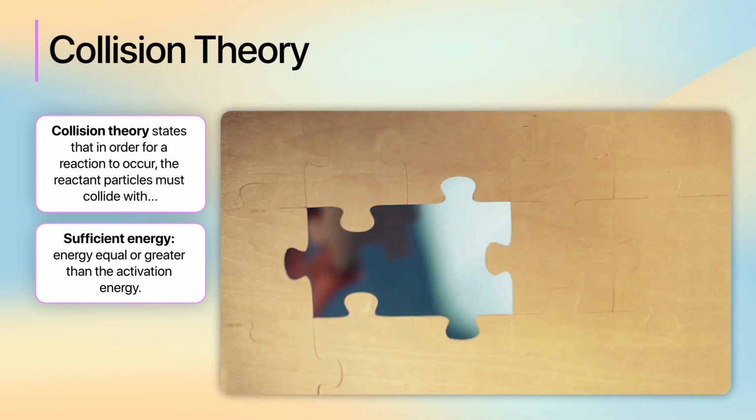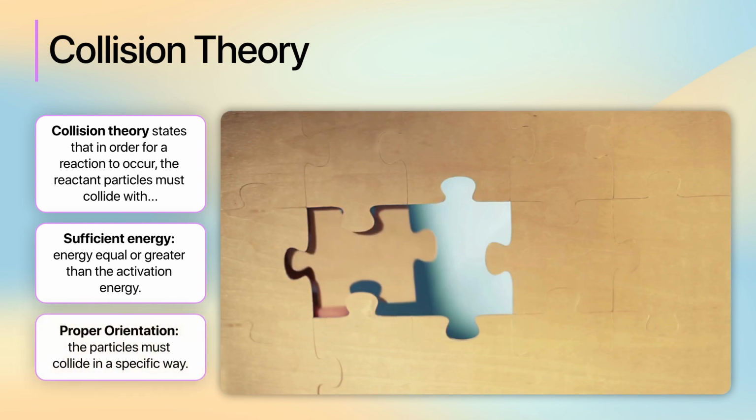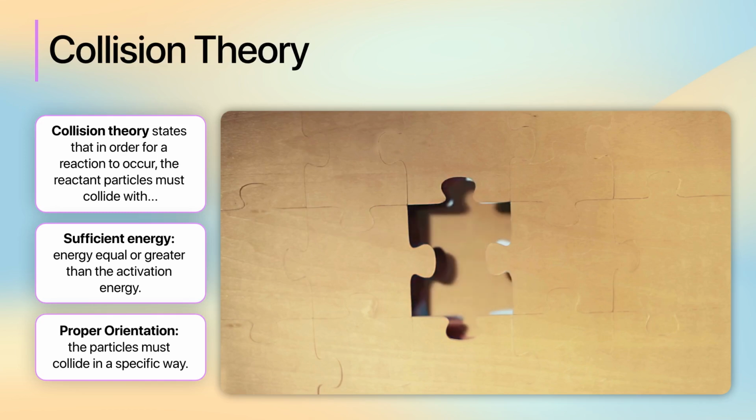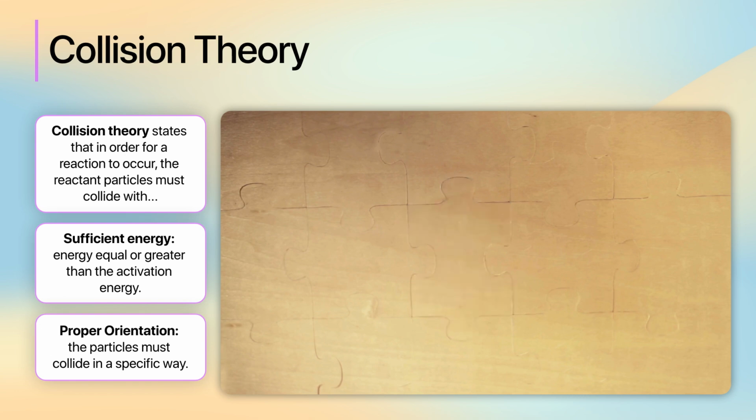Reactant particles also must collide with proper orientation. The particles must collide in a specific way that allows the bonds to break and new bonds to form. Even if the particles have enough energy, an incorrect orientation during the collision will not lead to a reaction. For example, think of two puzzle pieces. They need to fit together in the correct alignment, the proper orientation, to form the bigger picture, the product.